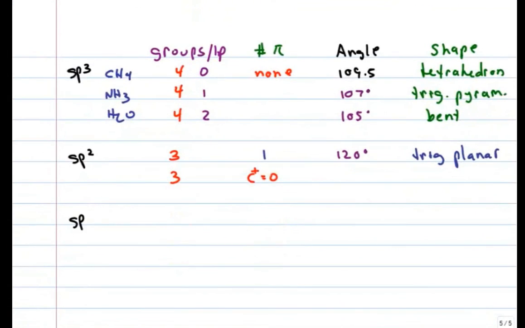Okay, and then the clue for sp is the fact that you have only 2 groups or 2 pi bonds, and that's why something like carbon dioxide is not a triple bond on the carbon, but it's 2 pi bonds, 1 in each direction. Bond angle is 180 degrees, and the shape is linear. Knowing the hybridization, knowing how to calculate, knowing that table that I just showed you is very helpful.